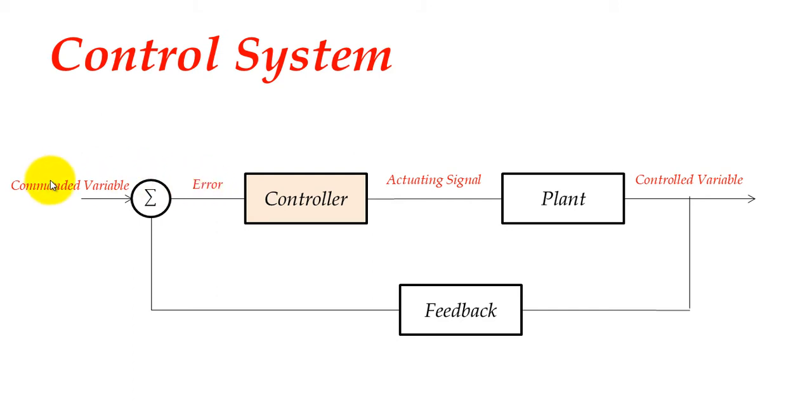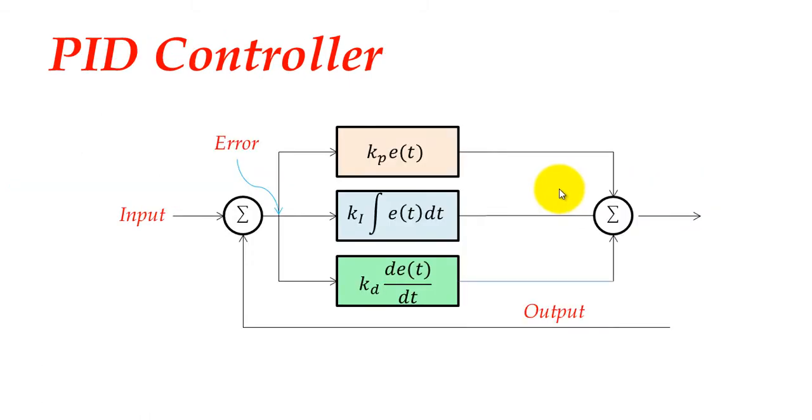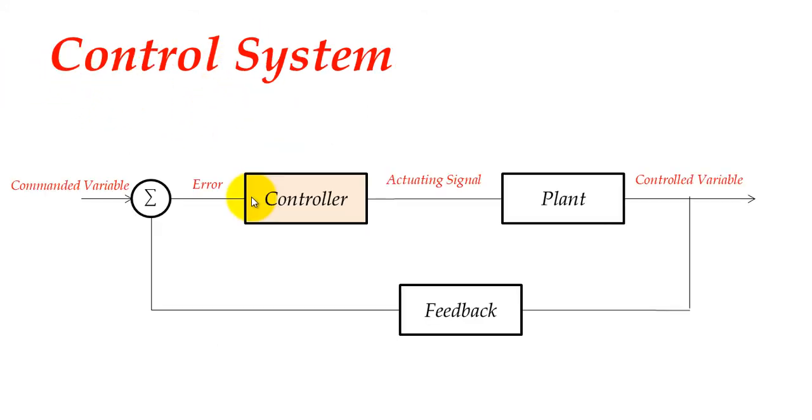Error is the commanded variable minus the controlled variable, and we feed this error into the controller. We design this controller in order to make our controlled variable reach the desired value. The output of this controller is the actuating signal, and the actuating signal enters the plant in order to provide a control action to the controlled variable. One of the most important types of controller is the PID controller, or proportional integral derivative controller. In any controller, what we do is analyze and use this error signal in order to provide an adequate actuating signal.